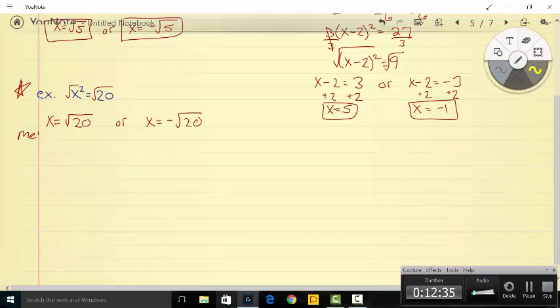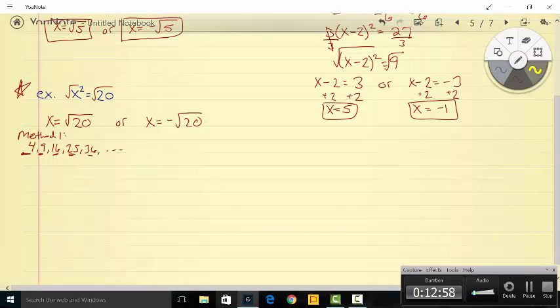Method 1 is we use our perfect squares, 4, 9, 16, 25, 36. All the numbers such that when we square root them, we get a whole number. And we figure out which of these goes into 20. What's the biggest one that goes into 20? Well, 4 goes into 20. 9 does not. 16 does not. 25 is too much, so we're done.